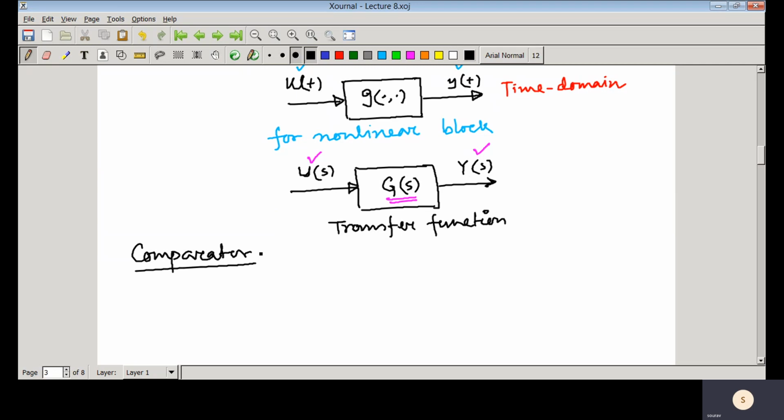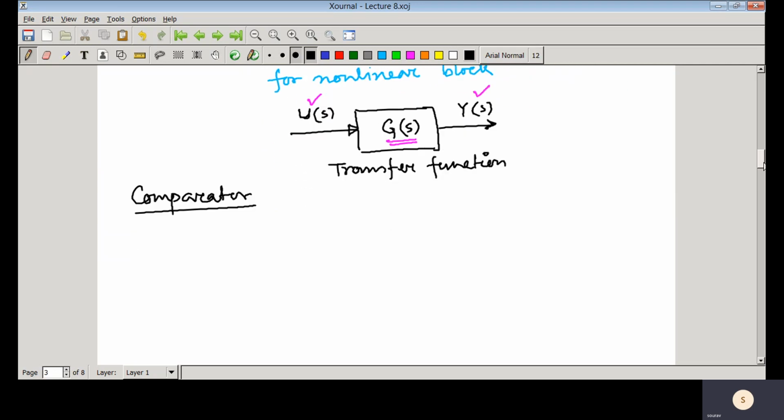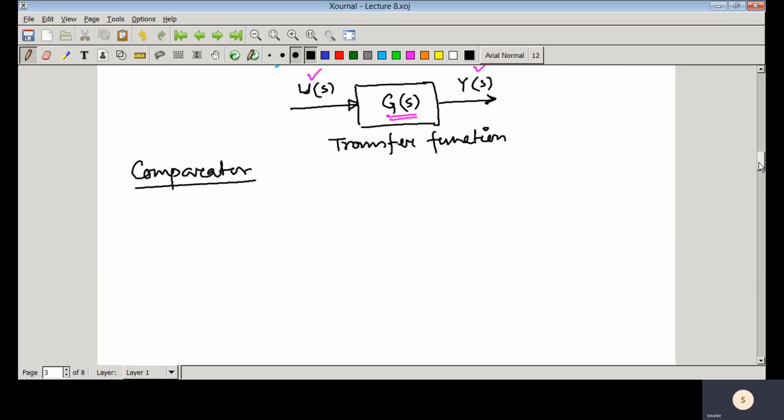The first one is the comparator. It is very simple. That means we just need to do some algebraic operation. So this is the comparator, this is the symbol, and here two signals are coming to the comparator, and I am writing it for both, that means in time domain as well as in Laplace domain, that means for linear as well as for nonlinear.